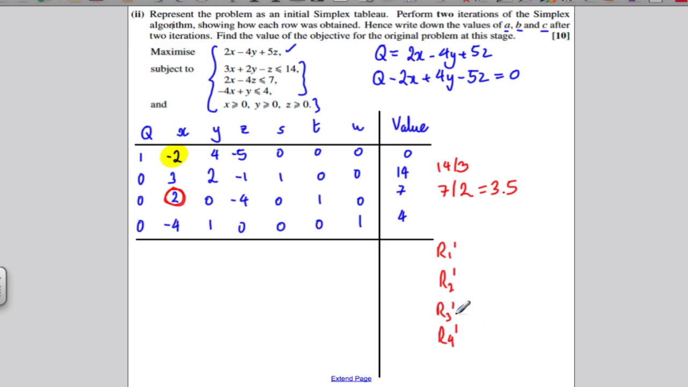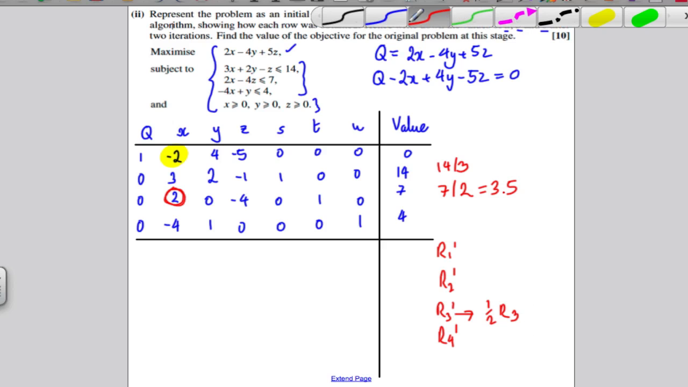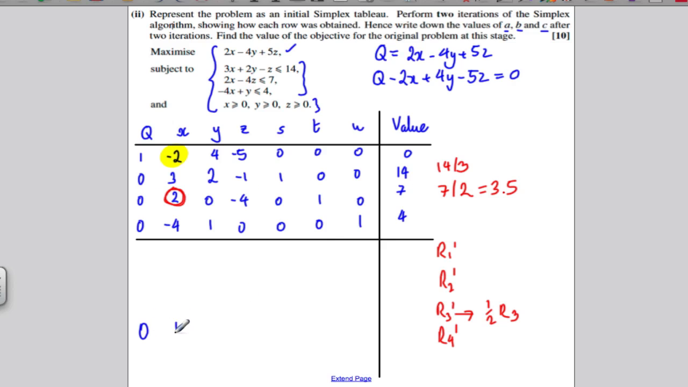Row 3 is the easiest. My new row 3 is going to be my old row 3 times a half. A half times my old row 3. Simple. So I'm going to write that in to start with. This one, everything on here needs to be multiplied by half. I'm going to get 0, 1, 0, minus 2, 0, a half, 0, and 3.5. Okay, so that is my first row operation there, done nice and easily for us.